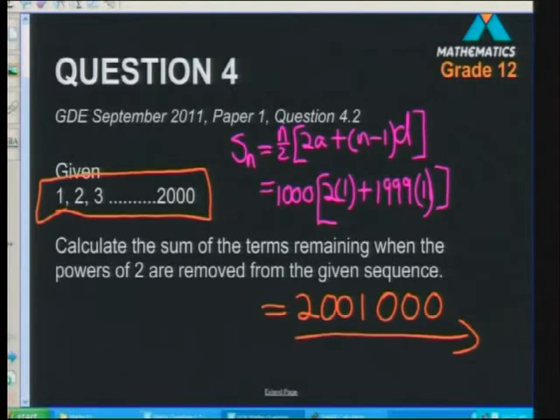All right, yes. Now Diana, whenever they talk to you in a paper, and it might happen at the end of the year, about removing things from a sequence, remember this tip. Work out the sequence without removal, and then make a separate little sequence for the things that have to be removed, and then subtract the one from the other. Okay, so you'll remember that.